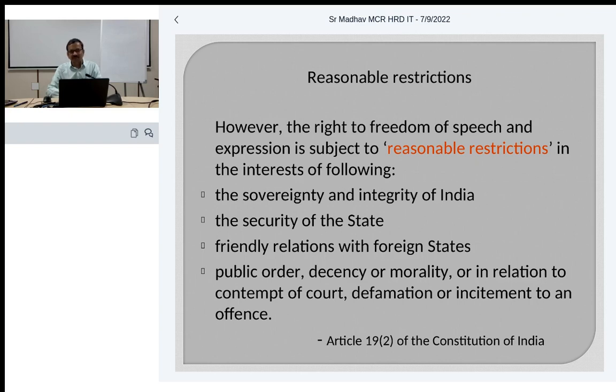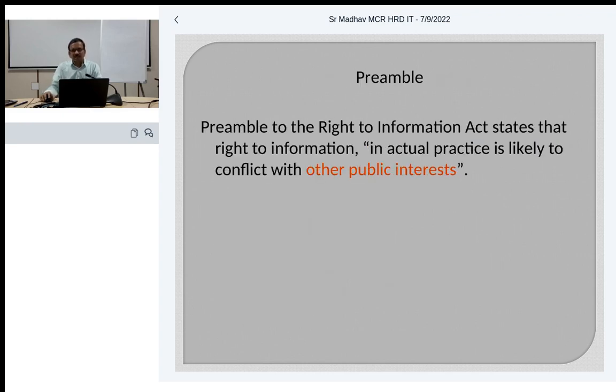What are they? Obviously, sovereignty and integrity of India, security and relations with foreign states, public order, and contempt of court or incitement of offense. So obviously, all these reasonable restrictions you can find under the list of exemptions under Section 8(1). And we discussed in the second module also about the preamble requirements or expectations of the preamble.